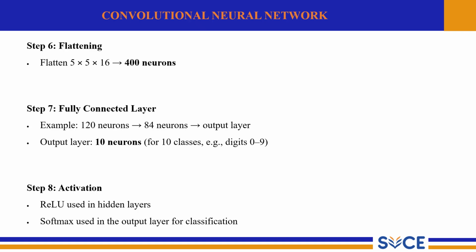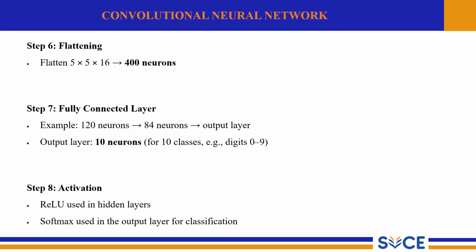Step 7. Fully connected layer. Next, we use fully connected layers to perform high-level reasoning and classification. Example configuration: the first fully connected layer has 120 neurons, the second fully connected layer has 84 neurons, and the output layer has 10 neurons for classification, for example digits 0 to 9. These layers combine the features learned by the convolution layers to make a final prediction.